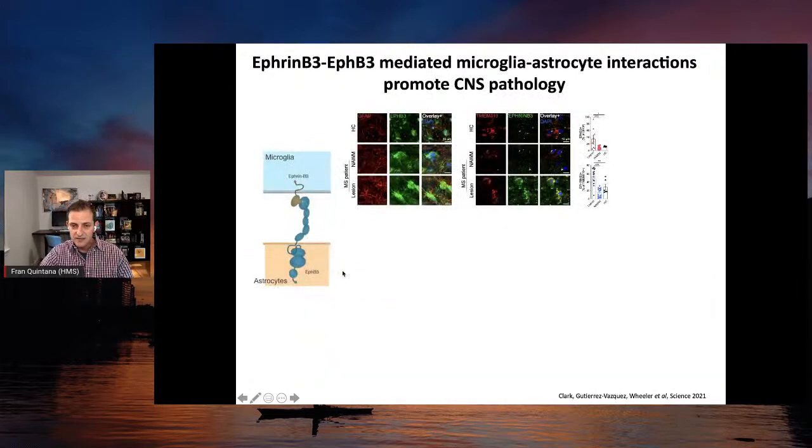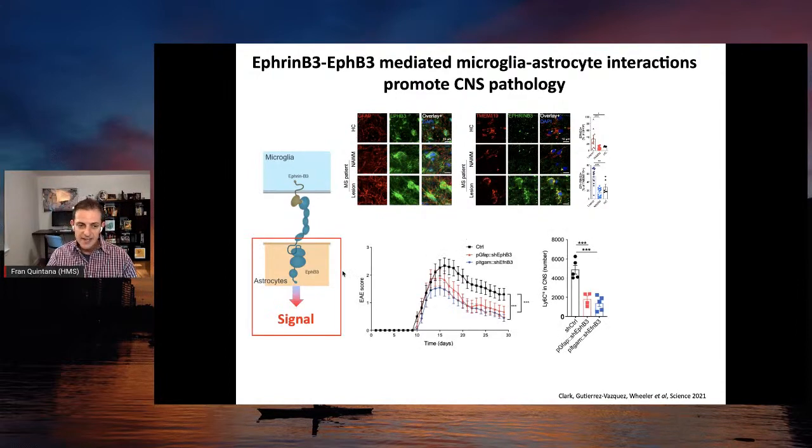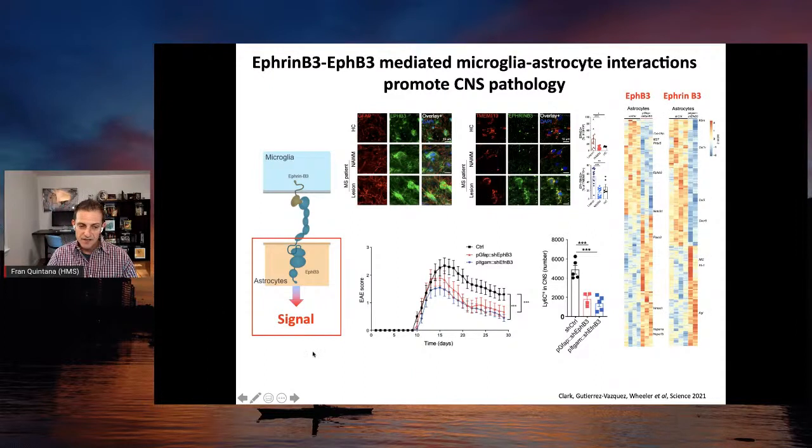We then validated these findings in cell-specific gene inactivation or gene perturbation studies in EAE. So if we inactivate EphB3 in astrocytes or its ligand in microglia, we get a significant amelioration of EAE. And that goes along with a significant decrease in the transcriptional programs of astrocytes associated with their pathogenic activities.